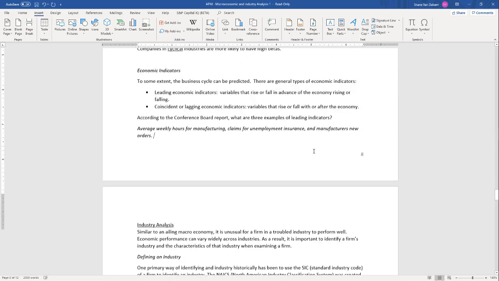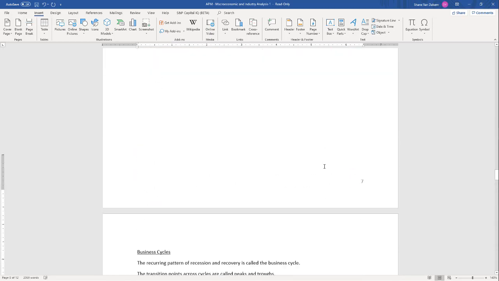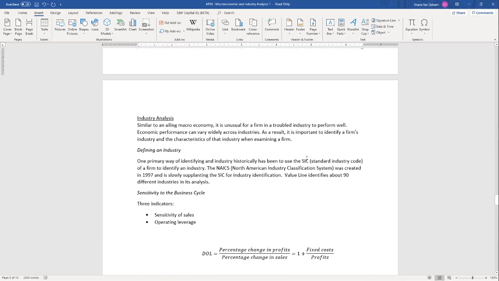So that's just a short overview of macroeconomic indicators. Industrial analysis. We'll talk more about the economy as we go through this. Similar to an ailing macroeconomy, it is unusual for a firm in a troubled industry to perform well. Economic performance can vary widely across industries. As a result, it's important to identify a firm's industry and the characteristics of that industry when examining a firm.